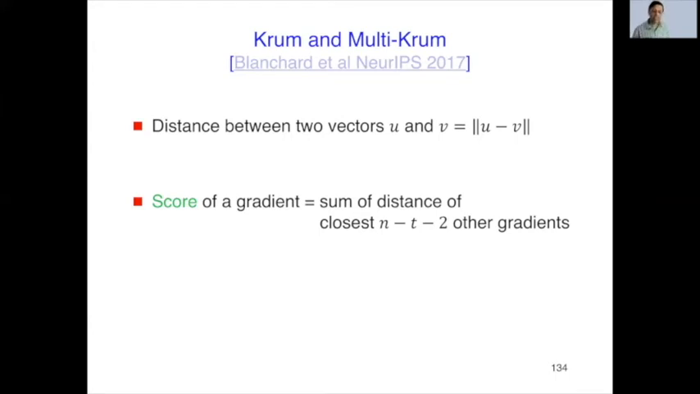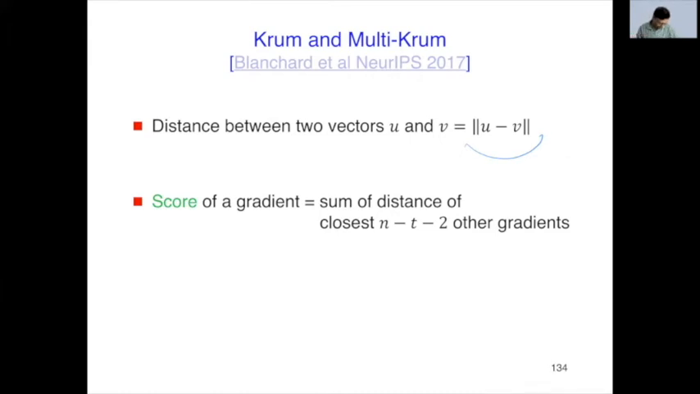Then here is another filter that's been introduced. It's called crumb, and then there's a variation of it called multi-crumb. So what does it do? For any two vectors, remember that the server is going to receive n gradients that are vectors of a certain length. For any pair of such vectors, we can define a distance between them, which is simply the L2 norm of the difference between the two vectors.